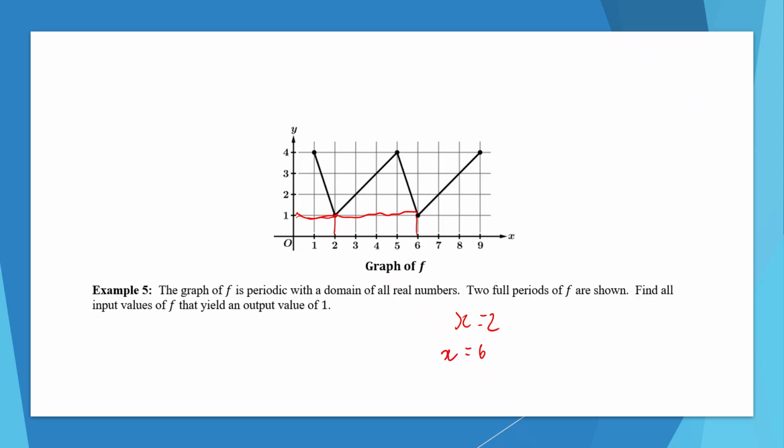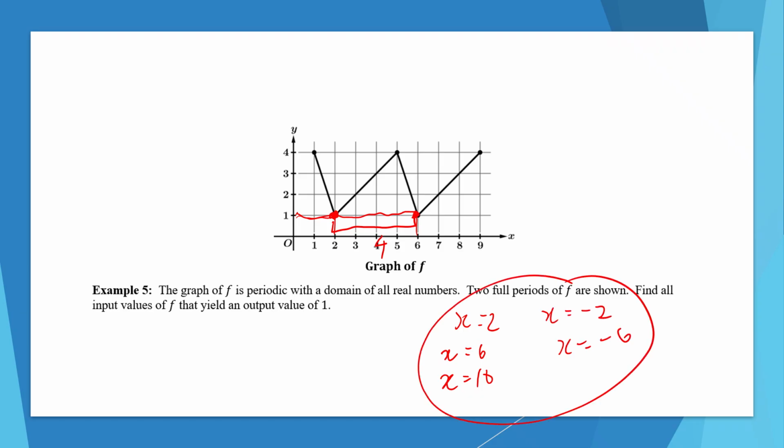But it's not just those two values, right? It's going to be within 2 or 6 plus or minus any number of the period. And so what is the period here? The period is going to be from 2 to 6, which is in this case 4. And so it's going to be x equals 2, x equals 6, x equals 10, x equals -2, -6.